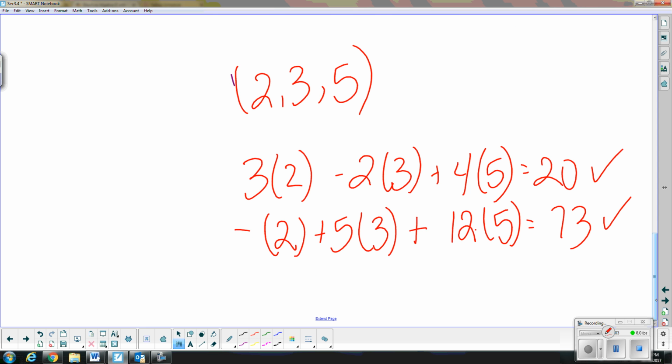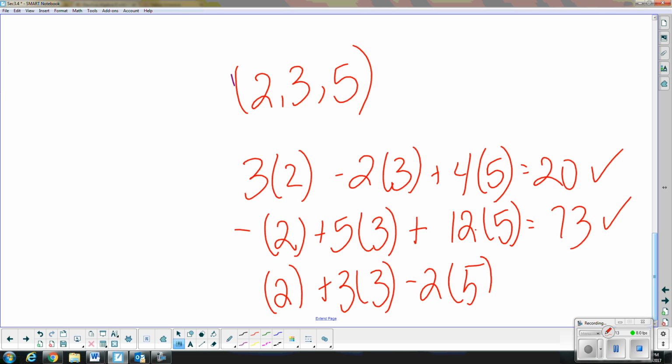13 plus 60 is 73. That's good. Third equation: 2 plus 3y minus 2z should equal 1. 2 plus 9, that's 11, minus 10 is 1. That's it. That took 1 minute to double check. You can do it in your calculator, but always double check.